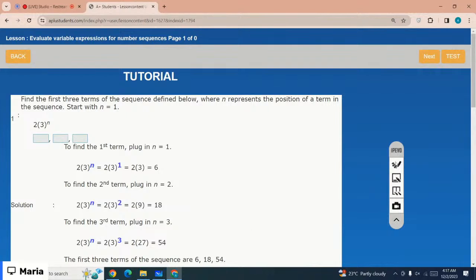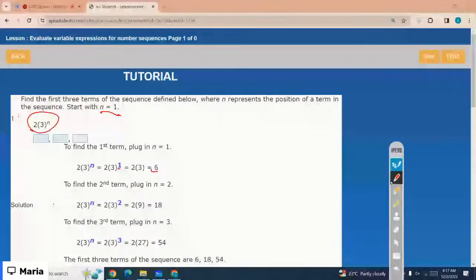Here is the expression you are given. You have to calculate the first three terms, and the first value of n is 1. For the first term you need to replace n with 1. So you can see here 2 times 3, you replaced n with 1. Any number exponent 1 is the same number, right? So that would be 3 times 2. The correct option is 6, right?